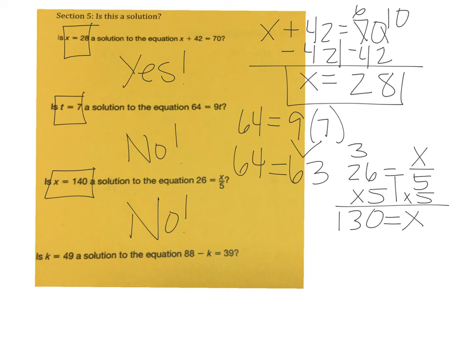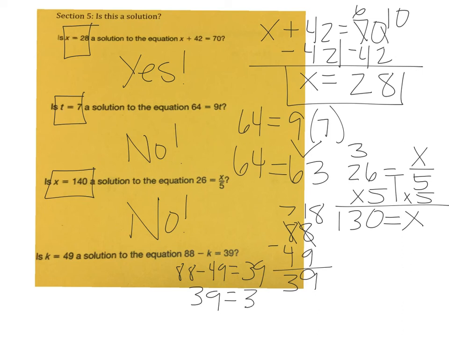All right, and then last, is k equals 49 a solution to the equation 88 minus k equals 39? So let's look at the second strategy that I talked about. So I'm just going to go ahead and substitute k with 49. So I'm going to do 88 minus 49 equals 39. So let's go ahead and do that. So 88 minus 49. All right, so we're going to have to borrow here. So 8 becomes a 7, and then 8 becomes 18, and then 18 take away 9 is going to give us 9, and 7 take away 4 is going to give us 3. So we know that 39 equals 39, and that is true. So yes, this is a solution.